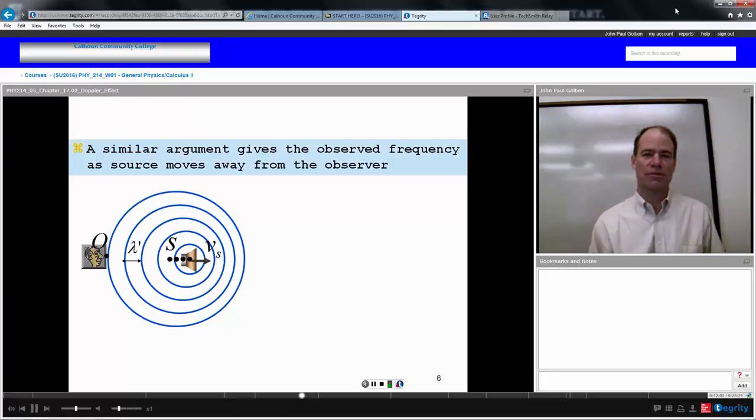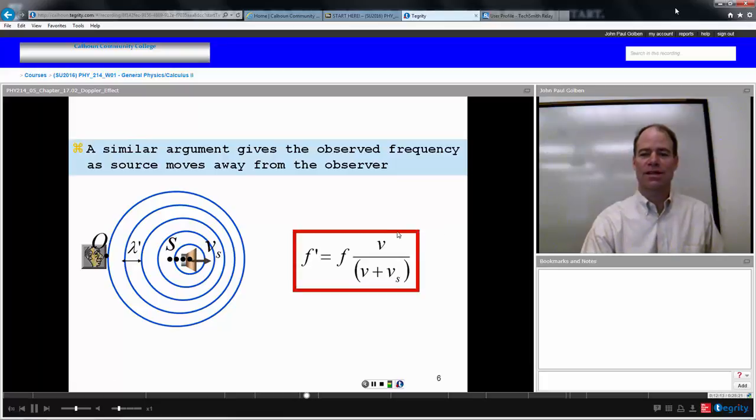A similar argument would be if the source were moving away from me. It's putting out these wave fronts, but as it's moving away, it's effectively increasing the wavelength of the wave fronts that it's putting out towards me. The observed frequency under those conditions would be the velocity of sound over the velocity of sound plus the velocity of the source. And again, if the velocity of the source is minimal, then this won't change the observed frequency at all. But if the velocity of the source is significant, say on the order of 60 miles per hour or more, then I will hear an observed change in the frequency, maybe a couple of notes on the chromatic scale.